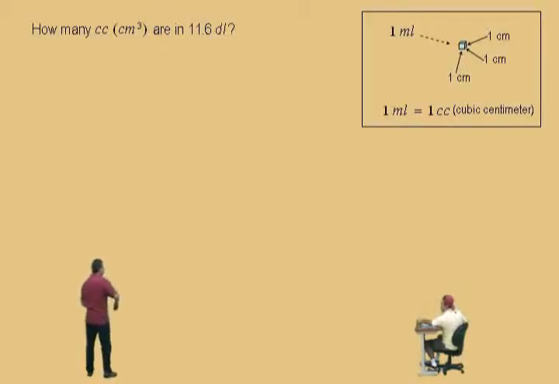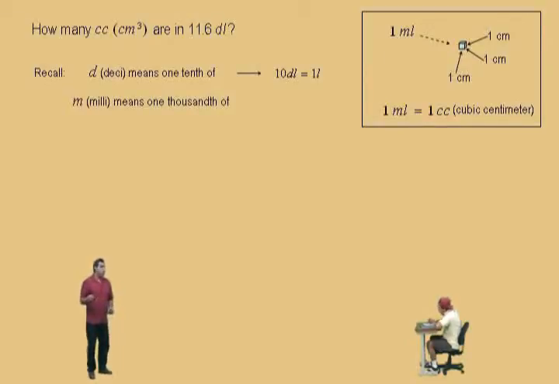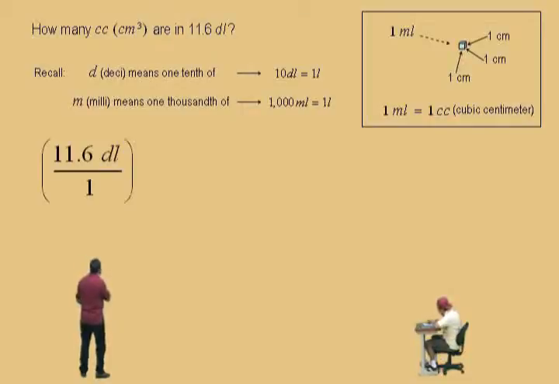Okay, so we also need to recall that deci means a tenth of, and there are 10 deciliters in 1 liter. Also, that milli means 1,000th of, which means 1,000 milliliters is in 1 liter. Okay, so here we go. We're going to convert 11.6 deciliters into cubic centimeters, or cc's.